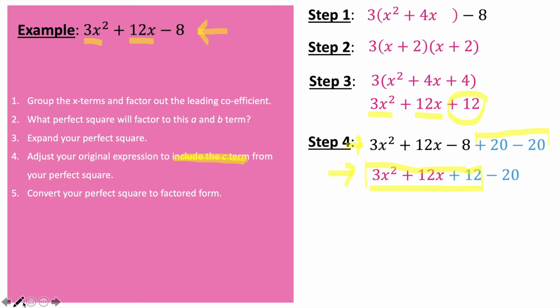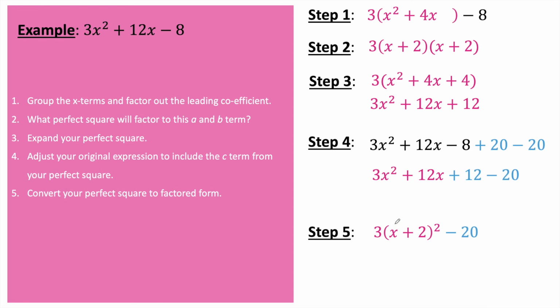In step 5, I can finish up by converting my perfect square to factored form. I got my perfect square here, 3x squared plus 12x plus 12, and I'll rewrite it as 3 times x plus 2 squared, and I can't forget that minus 20 constant, which I included here. Notice my perfect square, underlined in purple, exists in my original expression when I rewrote it creatively in step 4.